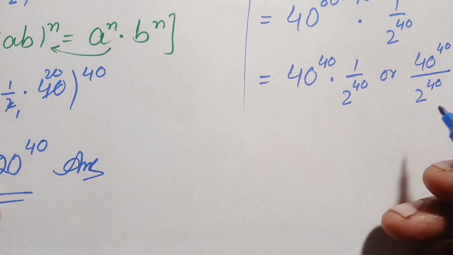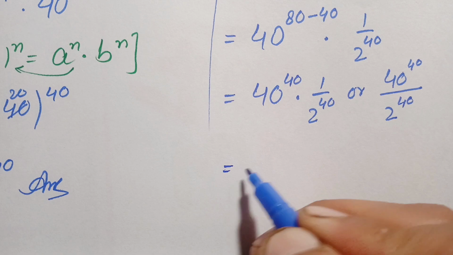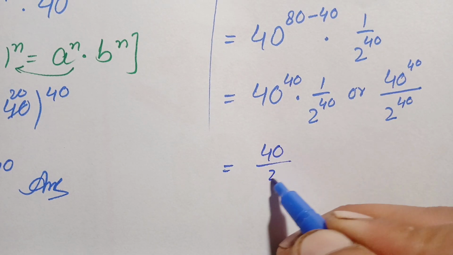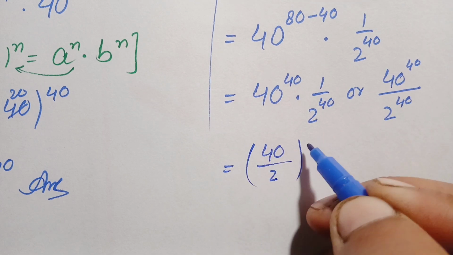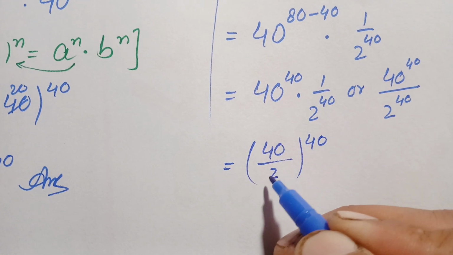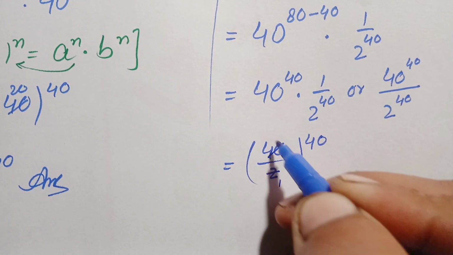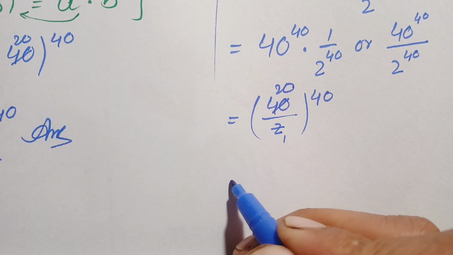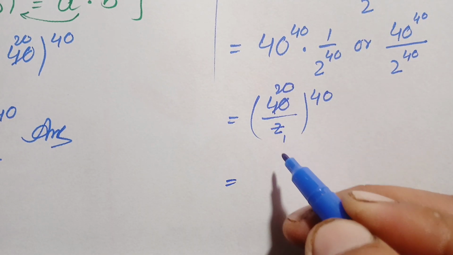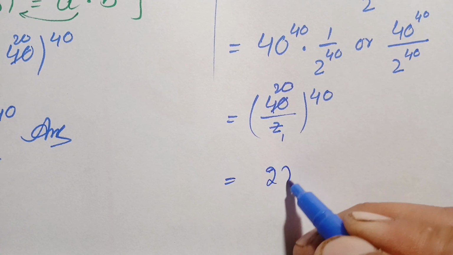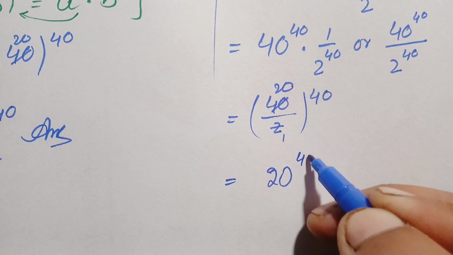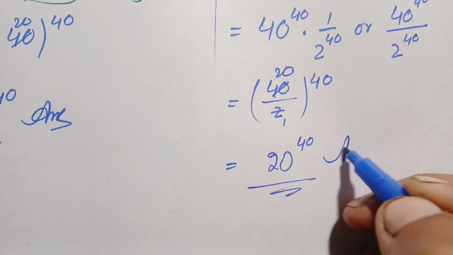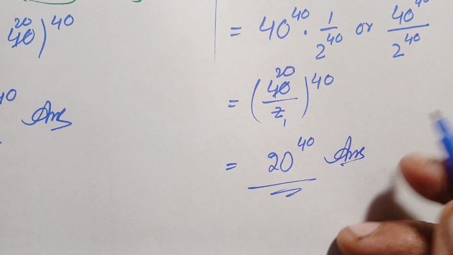So this will become, we will divide the bases, 40 divided by 2 whole raised to power 40. Now 2 times 1 is 2, 2 times 20 is 40. So this will become 20 divided by 1, which is simply 20. So 20 raised to power 40. So finally 20 raised to power 40 is our answer using the second method.